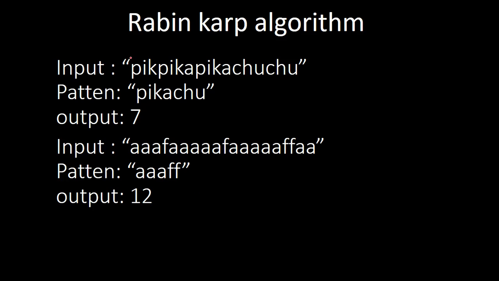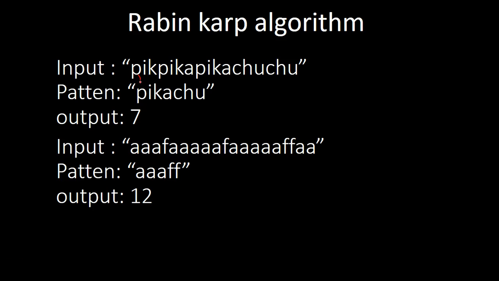Here we are given a string and a pattern. We need to find whether the pattern is inside the string or not. If the pattern is inside the string, then we have to return the index of the first character where the pattern is matching. First we can discuss the naive method, then I am going to explain the Rabin-Karp algorithm.